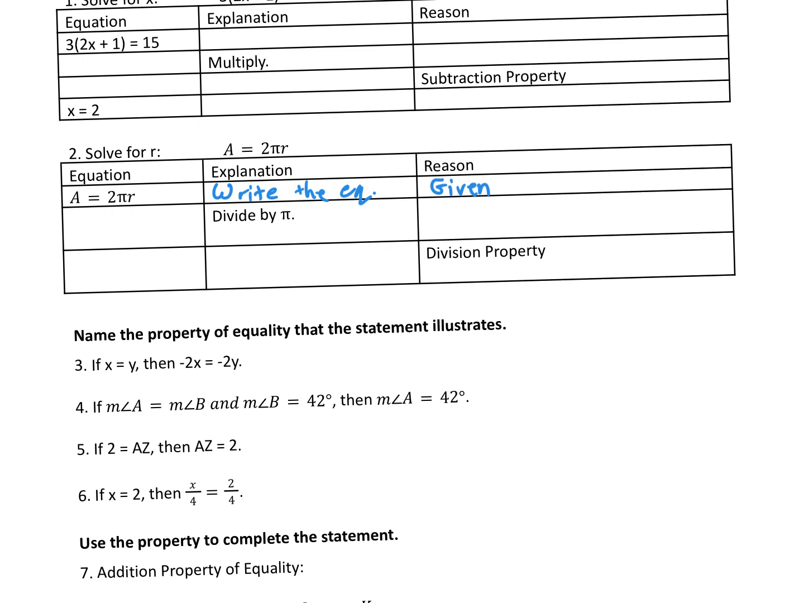And then after we write the equation, it says divide by pi. Well, when we divide by pi, we move it from the numerator on one side to the denominator on the other side. So pi goes into the denominator on the other side. And the property that allows us to do that is division property.